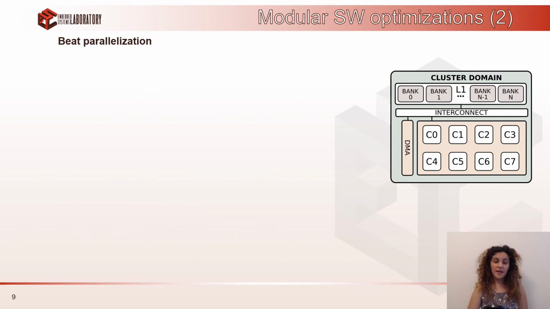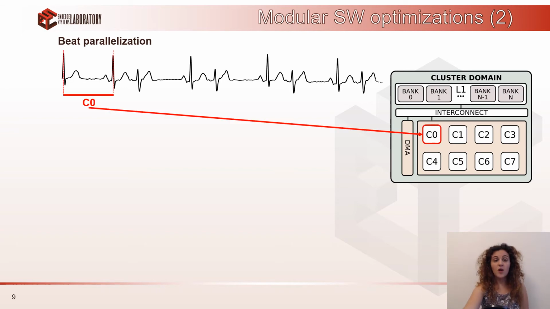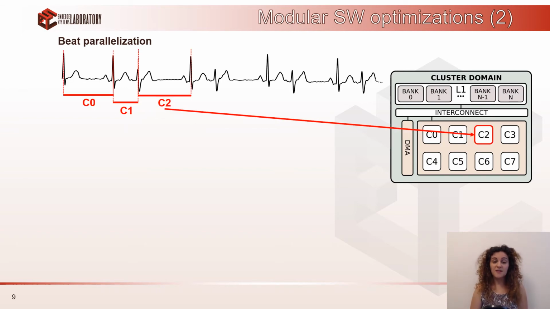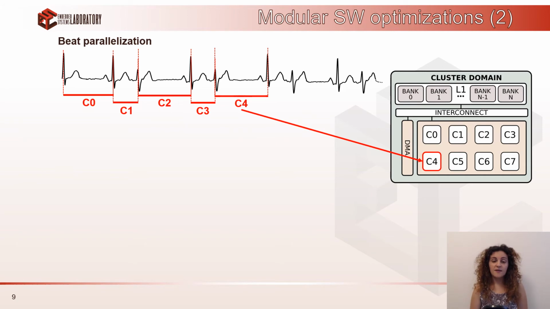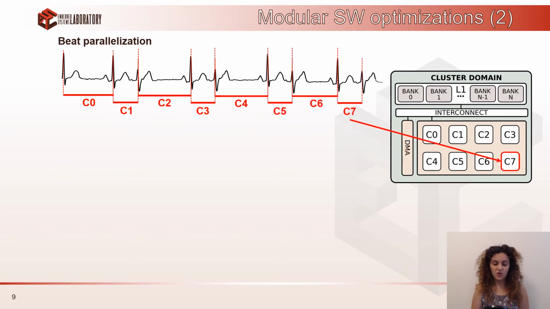Then, ECG and other cardiovascular-based signals are characterized by heartbeats, and in some applications, the same operations are performed for each beat. So each core can be assigned to each heartbeat. This approach has a little overhead due to the physiological differences of each heartbeat, but it doesn't impact highly on the overall results. We apply this to the fiducial point delineation and the beat classifier.